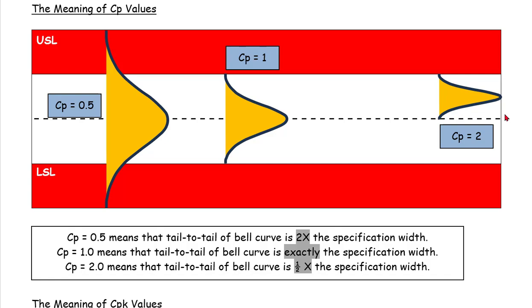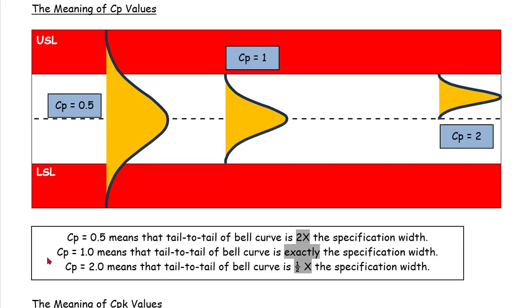Let's talk a little bit more about the meaning of the CP values and the meaning of the CPK values. I've talked about them before, but I'm just trying to summarize them here. The specification width is only 1/2 the tail-to-tail difference. So there's your CP equals 0.5.